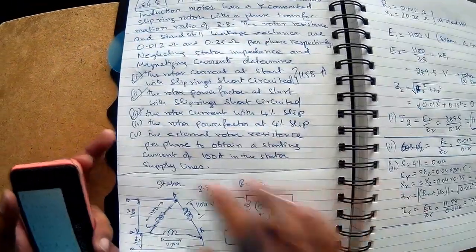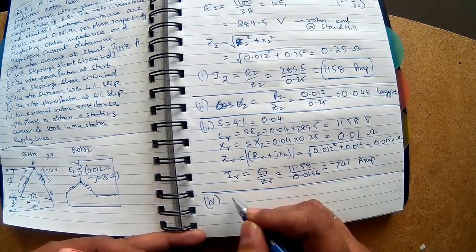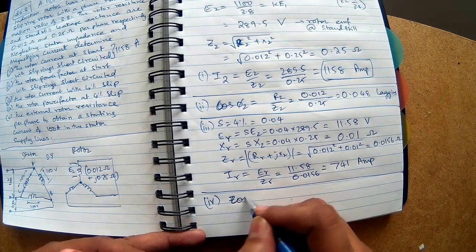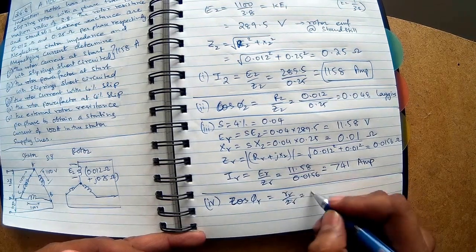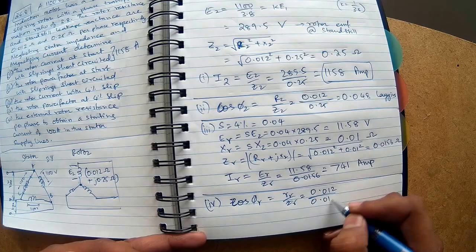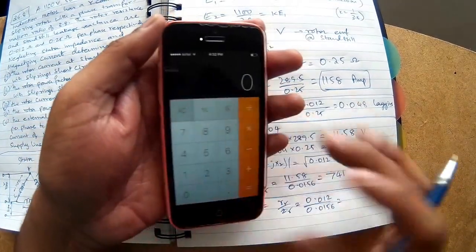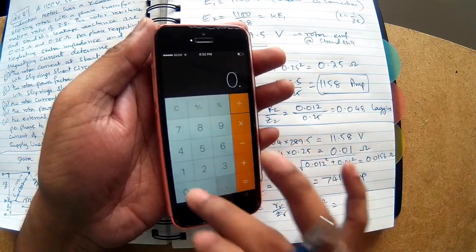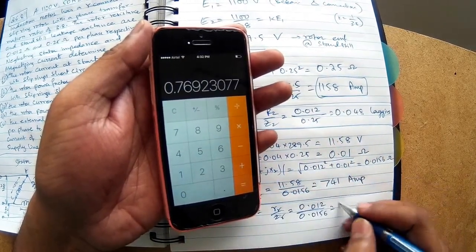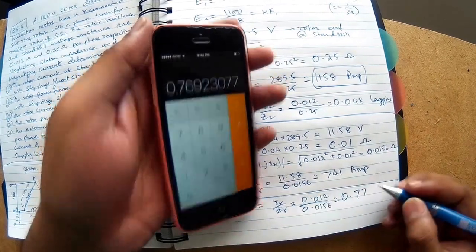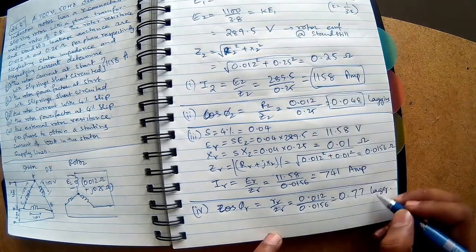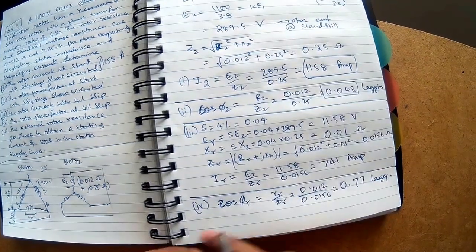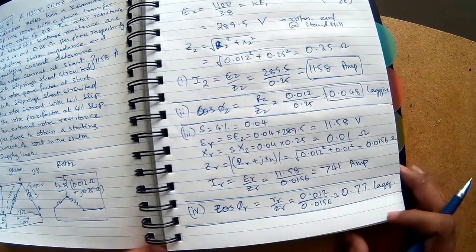Okay. So let's go to the next part of the question. The rotor power factor at 4% slip. Okay. So the rotor power factor is also quite straightforward. So rotor power factor is cos phi r at 4% slip is nothing but RR by ZR. So 0.012 divided by 0.0156. So I'm getting 0.77. Okay? Again, I'm approximating lag. So compared to the previous very low power factor, now the power factor is considerably high. So this is like the normal range.